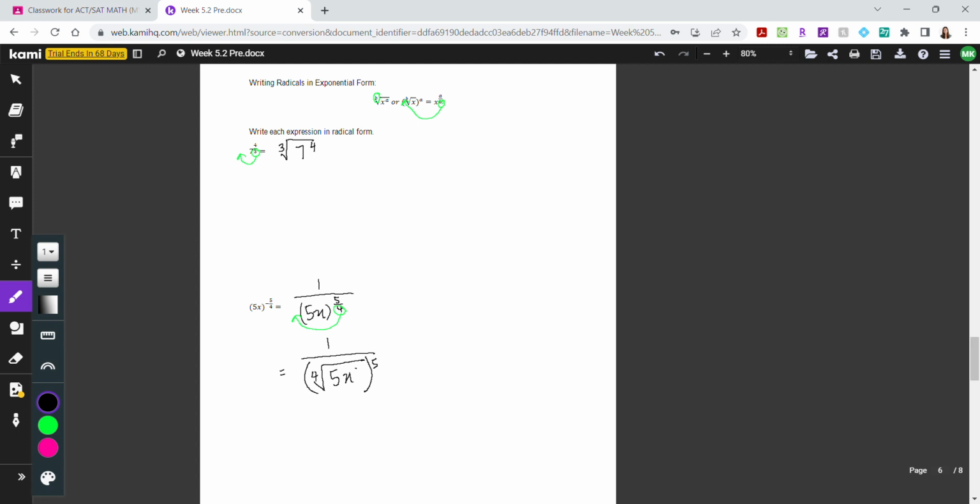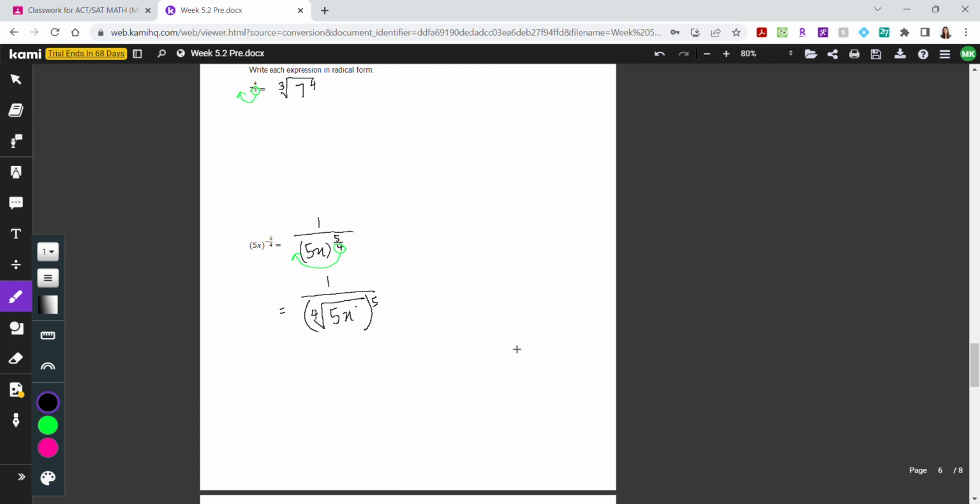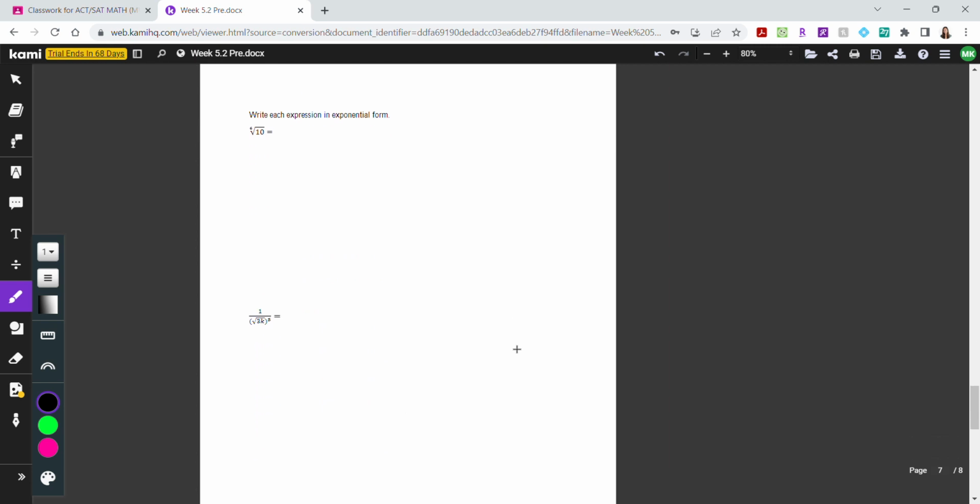Now on the other side, sometimes they want us to write the radical form into exponential form for your exponents. So in this case, we're just going to do the reverse. Now I know my 6 is going to be at the bottom of my fraction.